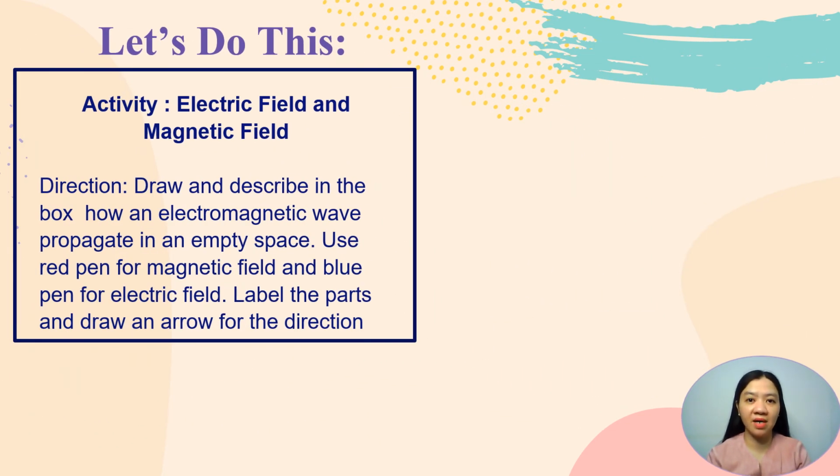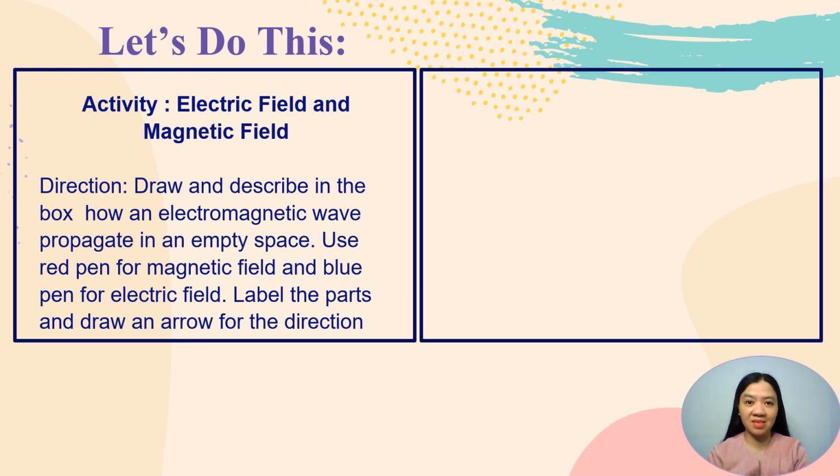For us to clearly understand the lesson, let's perform the activity on electric field and magnetic field. For the direction, draw and describe in the box how an electromagnetic wave propagates in an empty space. Use a red pen for the magnetic field and a blue pen for the electric field. Label the parts and draw an arrow for the direction. And now, let's answer the activity.